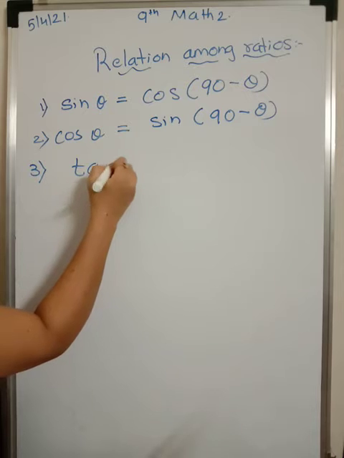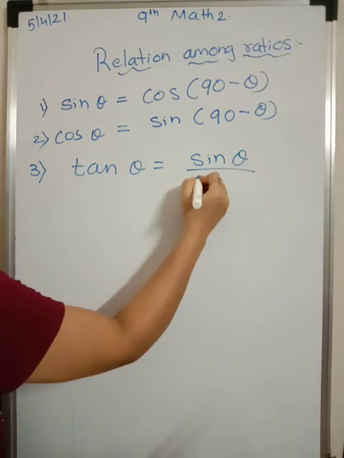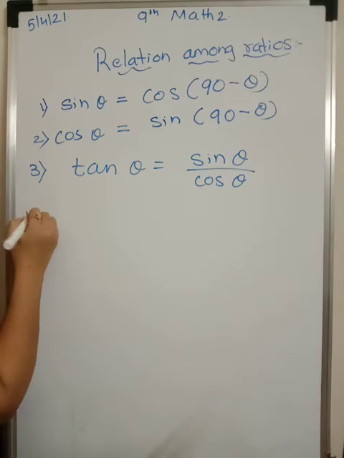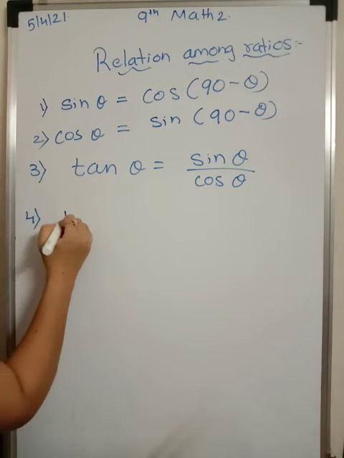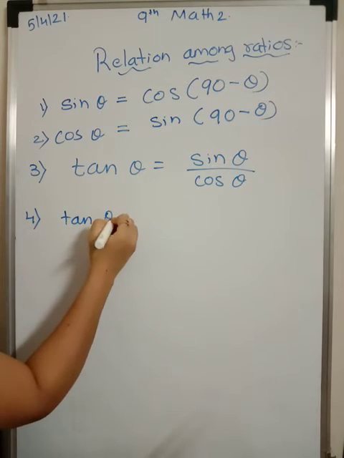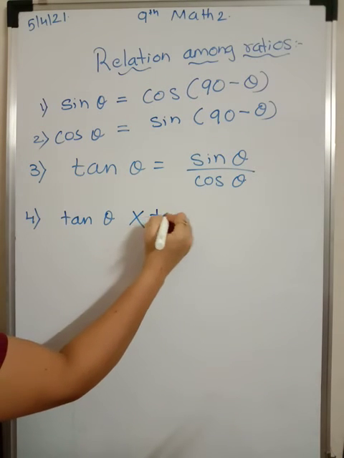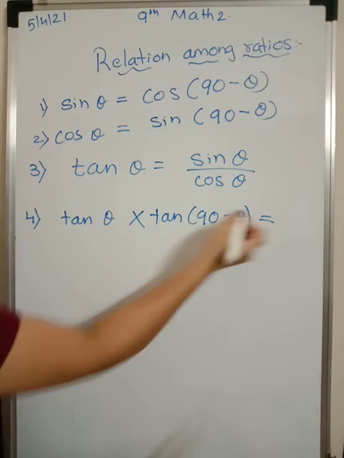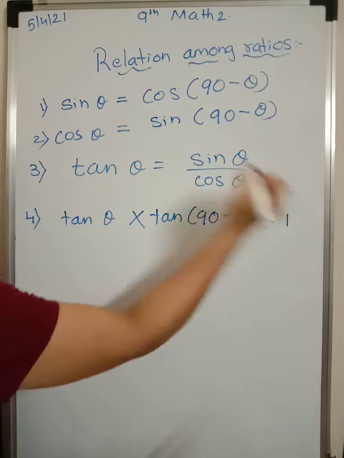Third relation we have already seen. What is tan theta? Tan theta is sin theta upon cos theta. This we have seen, I guess. And the fourth now we have. Fourth is what? Tan of theta, if you multiply it with tan of 90 minus theta, then if you carry out this product, it will always be equal to 1.